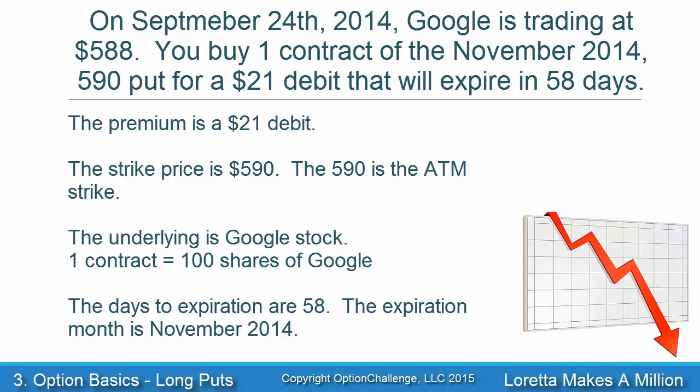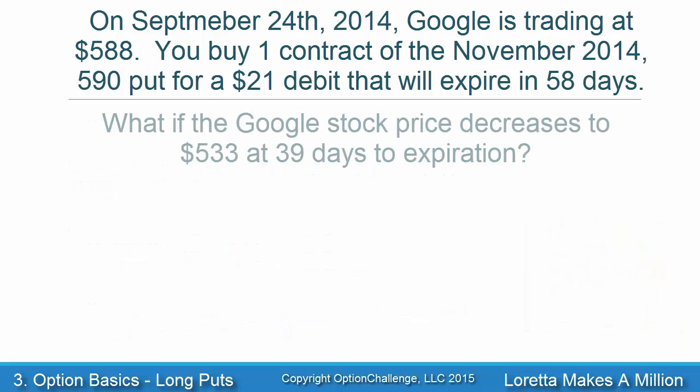Remember that one option contract is equal to 100 units of the underlying. In this example, one contract is equal to 100 shares of Google. The days to expiration are 58. The expiration month is November 2014. Question: what if the Google stock price decreases to $533 at 39 days to expiration?